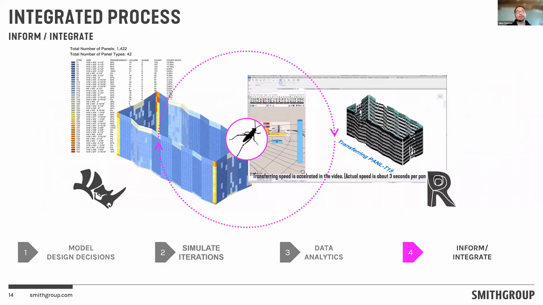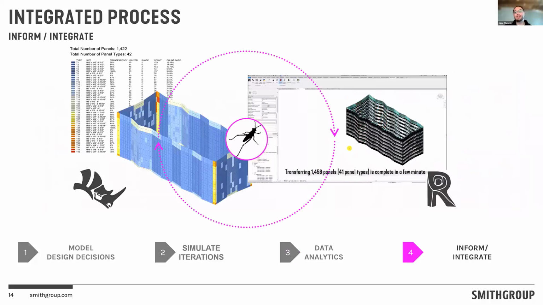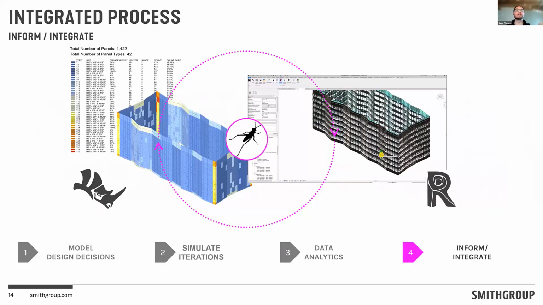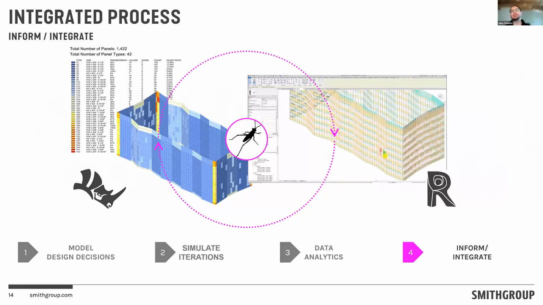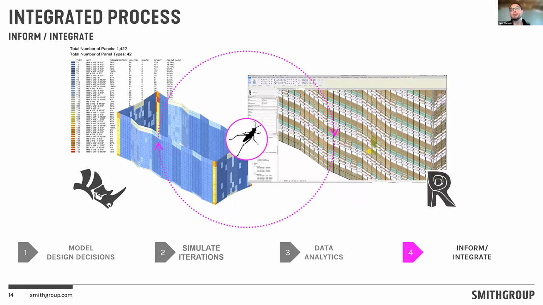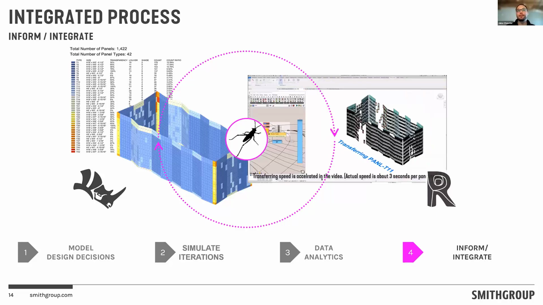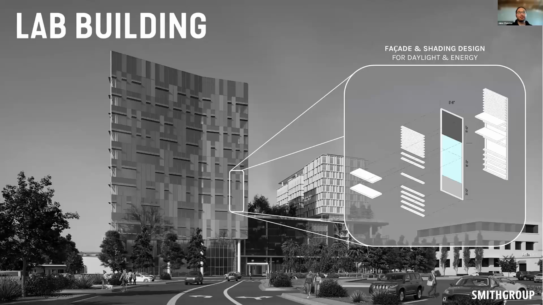Once we have all that, once we've selected our options, we create a cyclical process where we can take those options and transform them actually into Revit families, curtain wall families, as you see here. So now we'll talk about a use case where we did this.